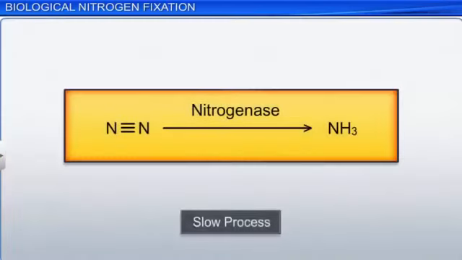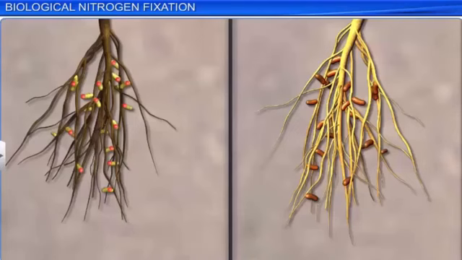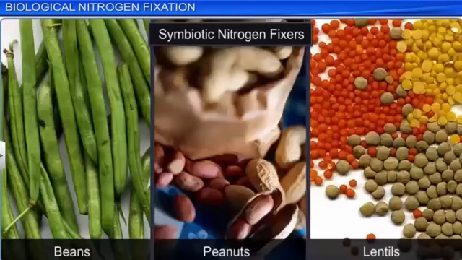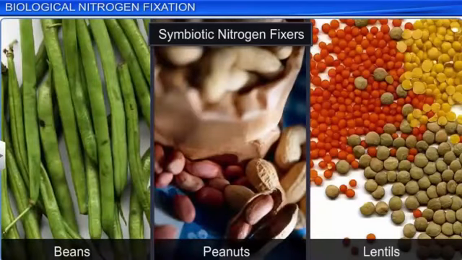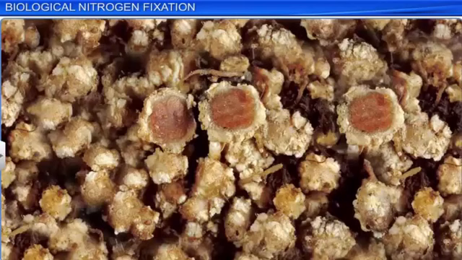Nitrogen fixation is slow in free-living microbes due to the energy requirements. Nitrogen reduction needs ATP to supply energy. Some nitrogen-fixing bacteria exist as symbionts. Rhizobium is known for its symbiotic association in the root nodules of leguminous plants such as beans, peanuts, lentils, and so on. Non-leguminous plants such as alder, alnus, and ceanothus also associate with Frankia in the nodules of their roots for nitrogen fixation. These nodules in cross-section appear red or pink due to the presence of an iron-containing protein called leghemoglobin.